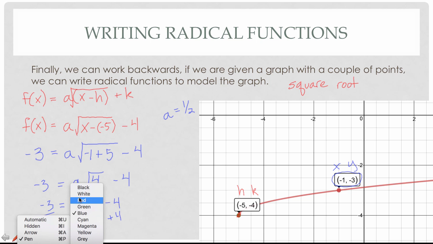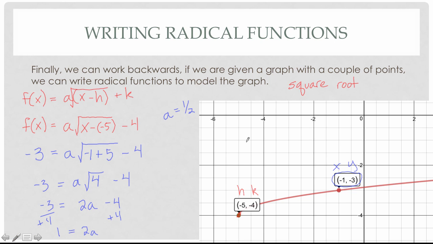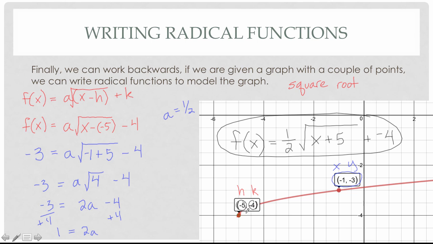Okay, so we've got our function. This function is f of x equals 1 half, that's what we solved for a, times the square root of x plus 5, based on my negative 5 right there, plus negative 4. That's my value for k right there. I can now take this function. I can go to my Desmos calculator and just verify that, yep, it does go through those two points and it looks the same. But we have just worked our way backwards, writing a radical function based on what we were given.